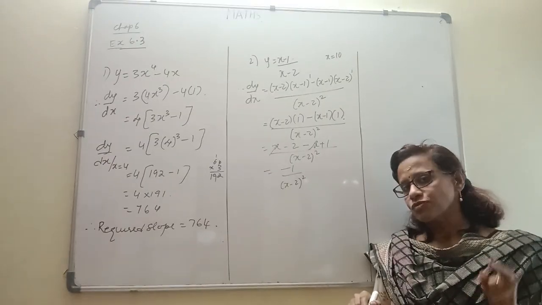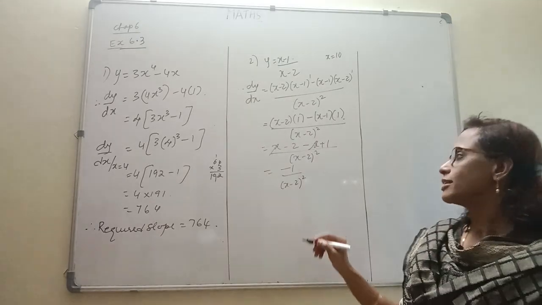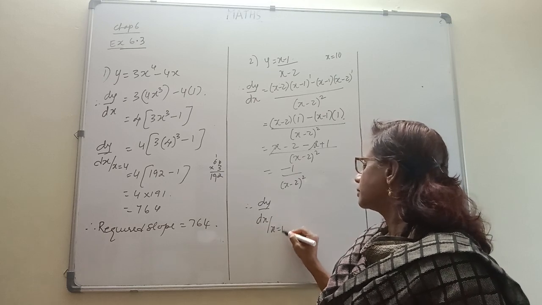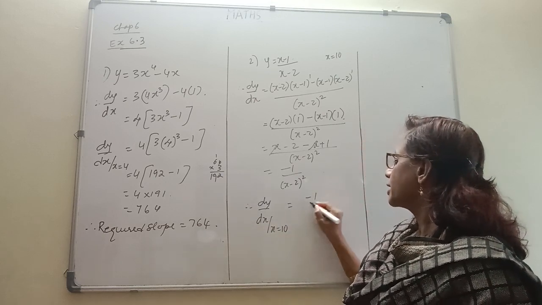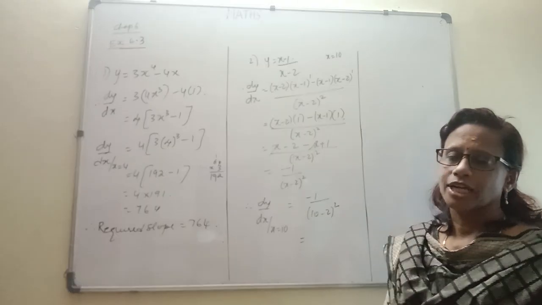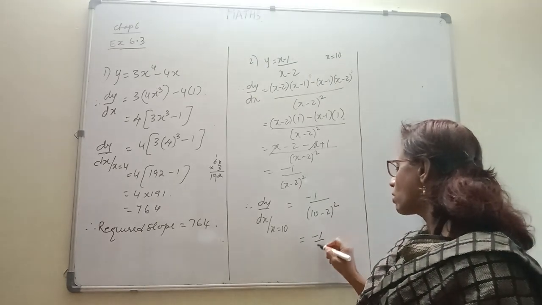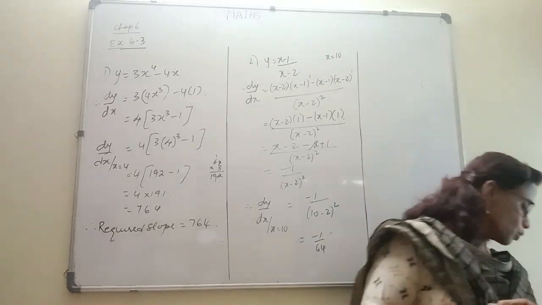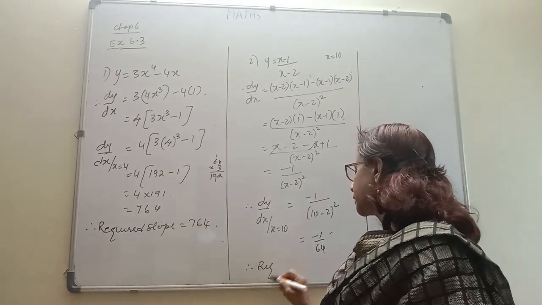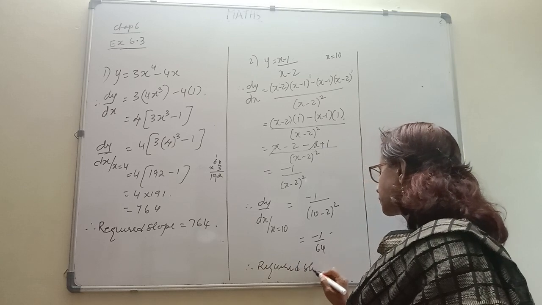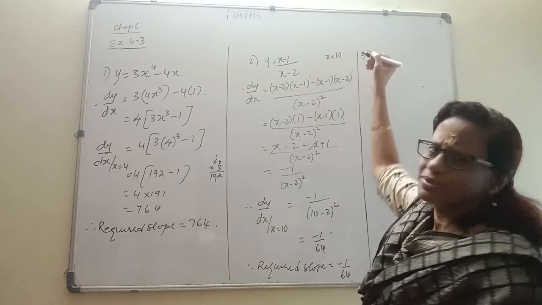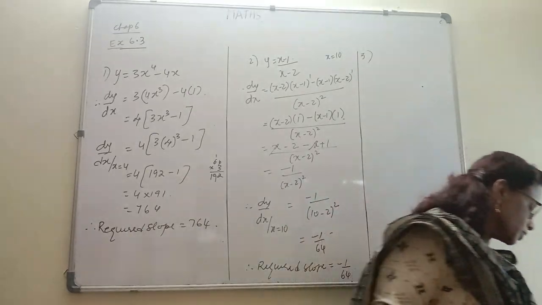But they have asked us to find the slope of the tangent at x equal to 10. So let's find that. At x equal to 10, which means minus 1 by 10 minus 2 the whole square, which is 8 square. 8 square is 64. Minus 1 by 64 is the required slope. So let's conclude. That's about it. Quite simple. Hardly anything. So we move to the third problem.